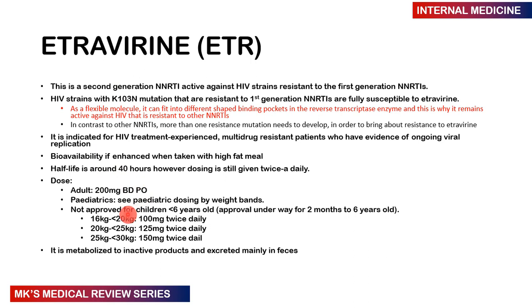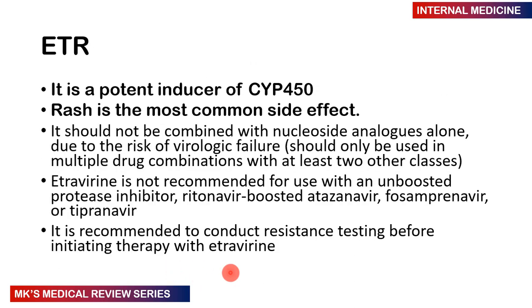Then in pediatrics, I will show you the different weights. It's not approved for children below the age of 6, but it's approved for 6 years and above. But its approval is actually underway for those that are between 2 months and 6 years. So within 16 kg to less than 20 kg, 100 milligrams twice a day. Those that are 20 to 25, 125, 25 to 30, or 150 twice a day. And then of course it's metabolized to inactive products and excreted in the feces.